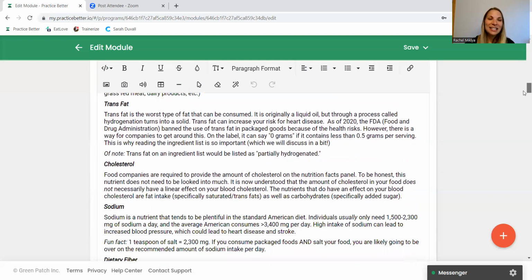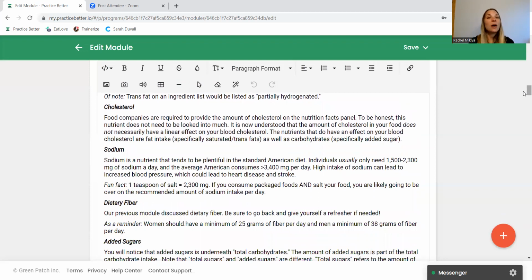Another nutrient is cholesterol. Food companies are required to provide the amount of cholesterol in the foods on the package. However, the amount of cholesterol in a food item doesn't have an effect on blood cholesterol. Research has come out that doesn't have an effect. So we like to say, don't necessarily pay attention to the cholesterol content of food. What does have an effect on our blood cholesterol would be our trans fat, saturated fats, and sugar content. So we'd want to pay attention to those.